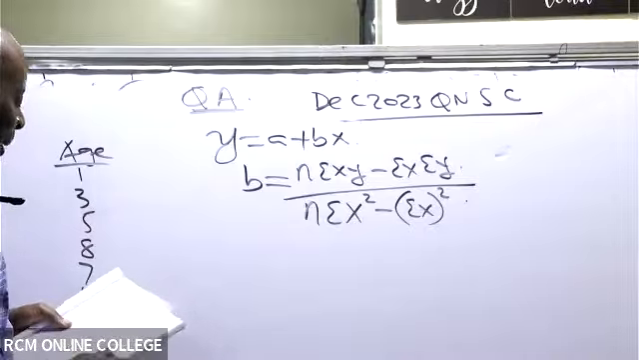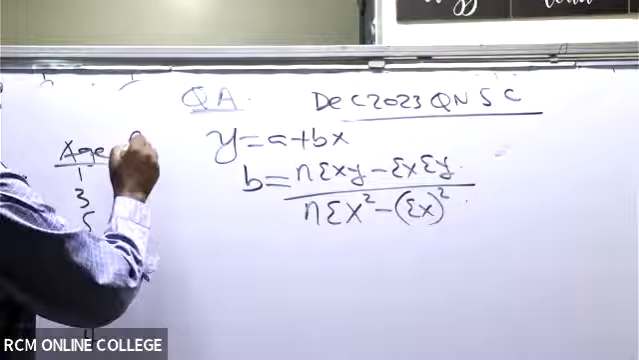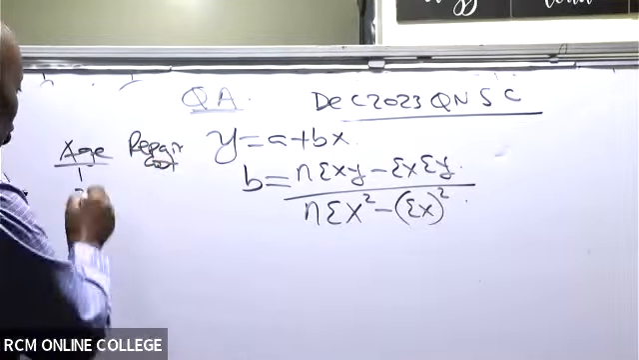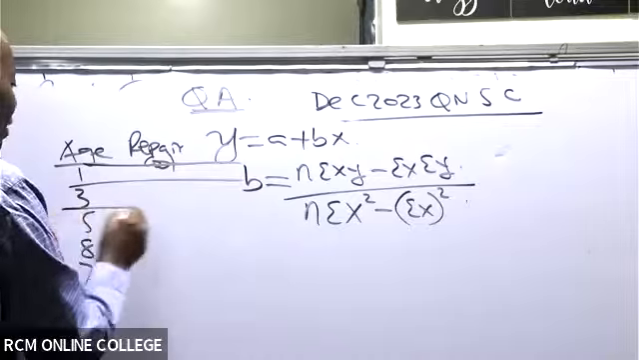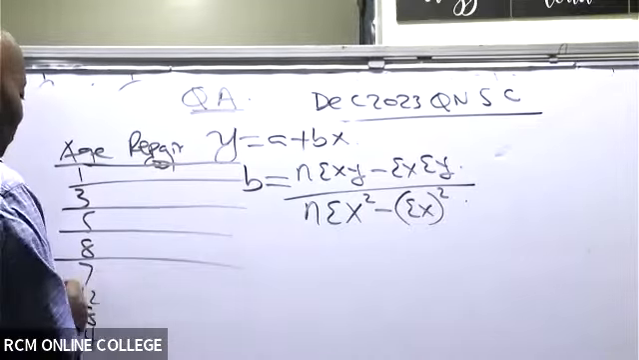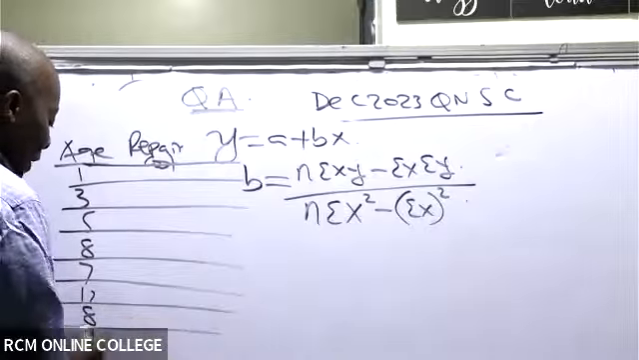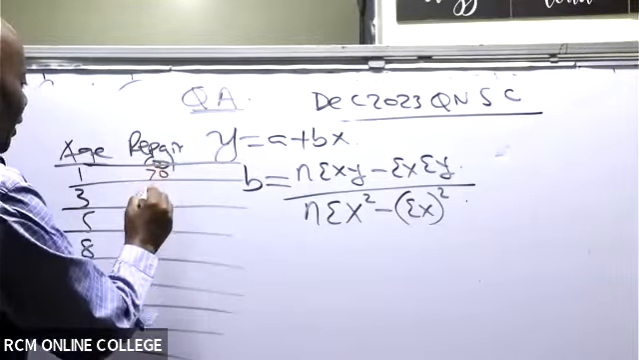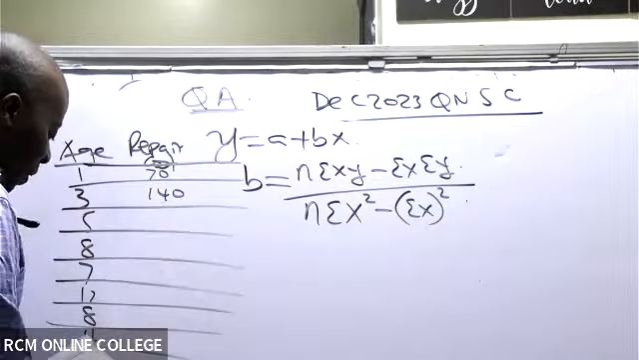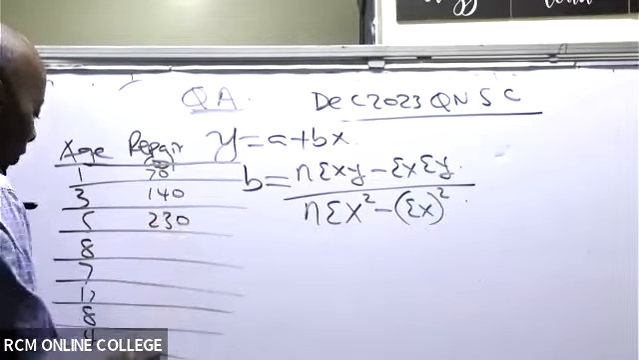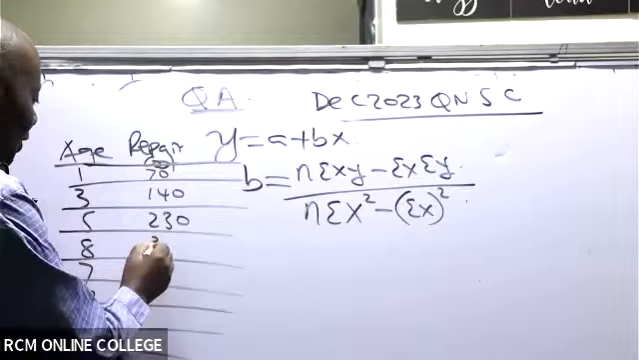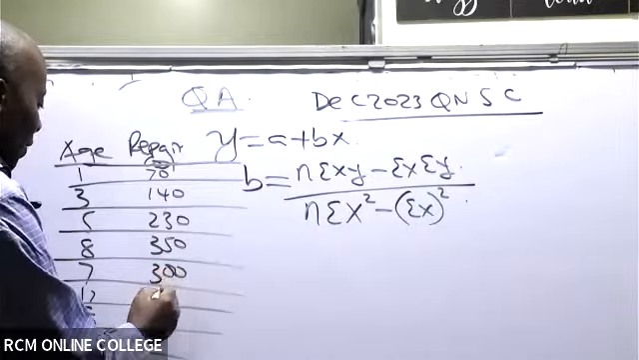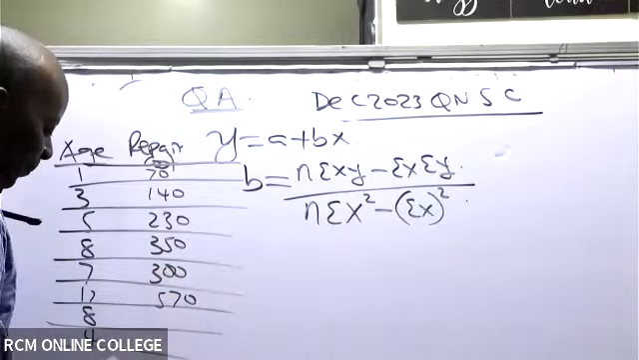And then we have a repair cost. What do we have here as our repair cost? The first one is 70. Then we have 140. Then we have 230. Then we have 350. Then 570.